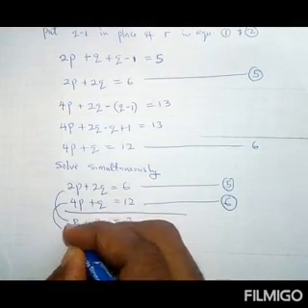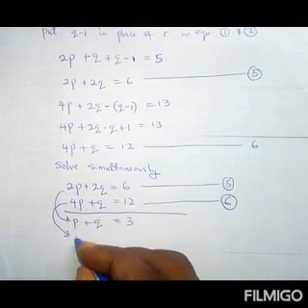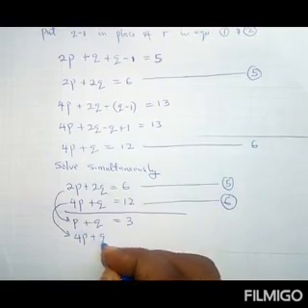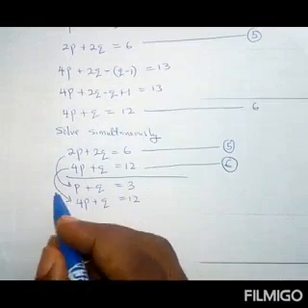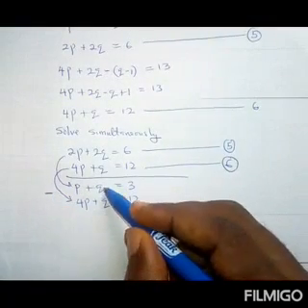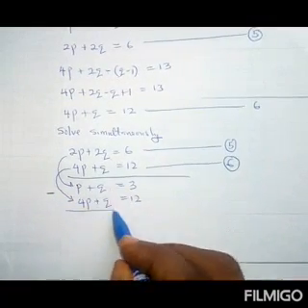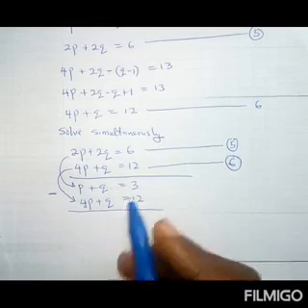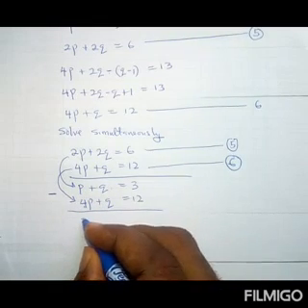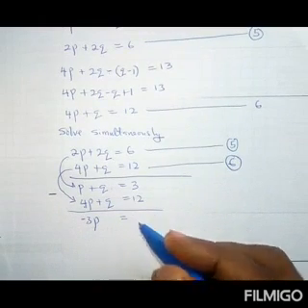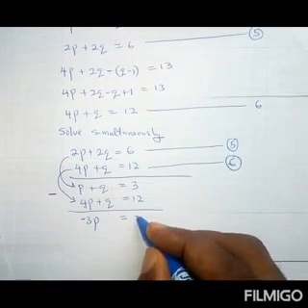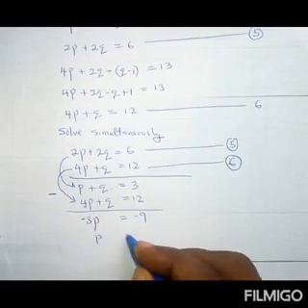Then this one becomes 4p plus q is equal to 12. So you use subtraction to kill q. So p minus 4p will give you minus 3p. 3 minus 12 will give you minus 9. So p becomes 3.